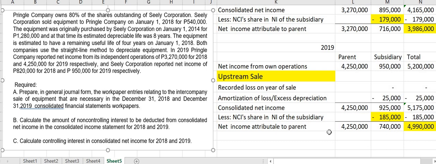Okay, so we have here the sample problems in relation to intercompany sale of property, plant, and equipment.